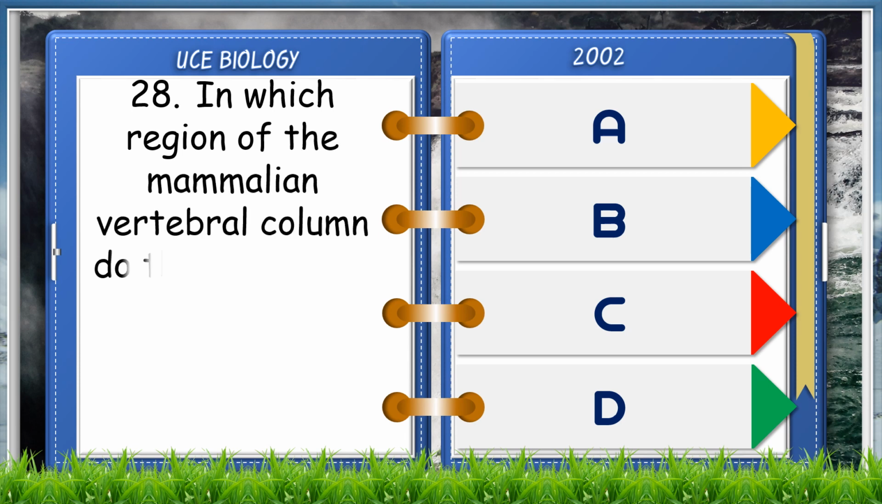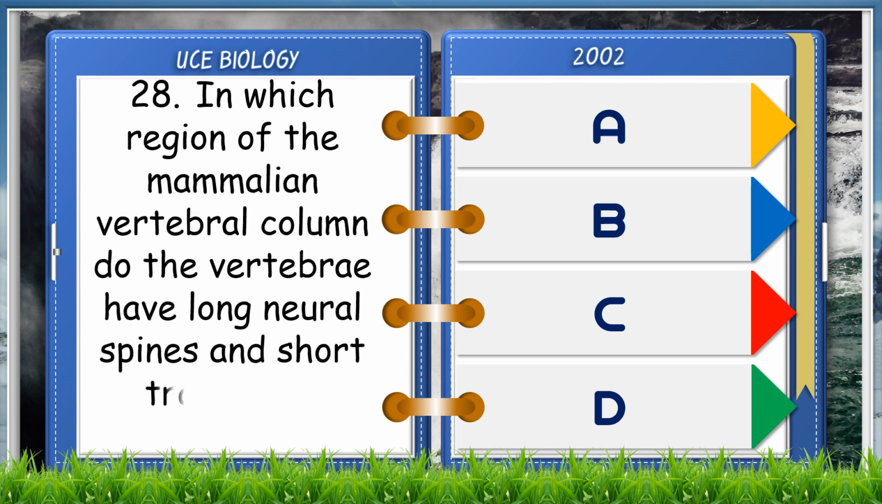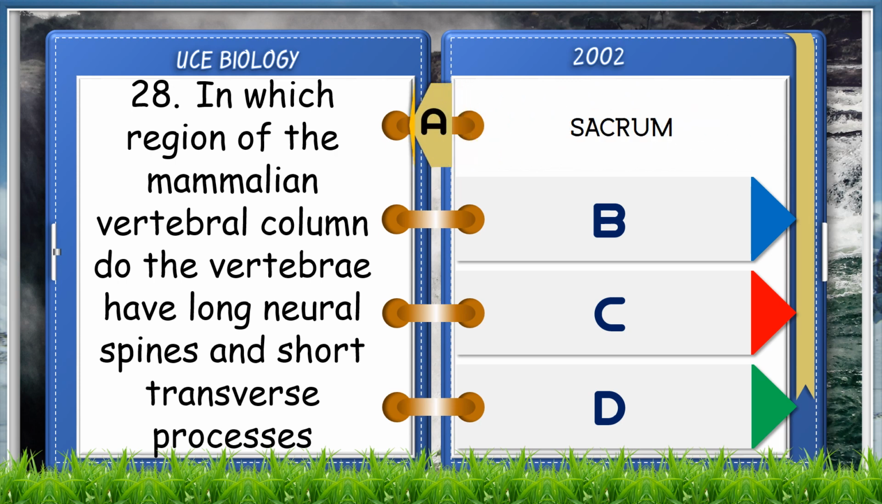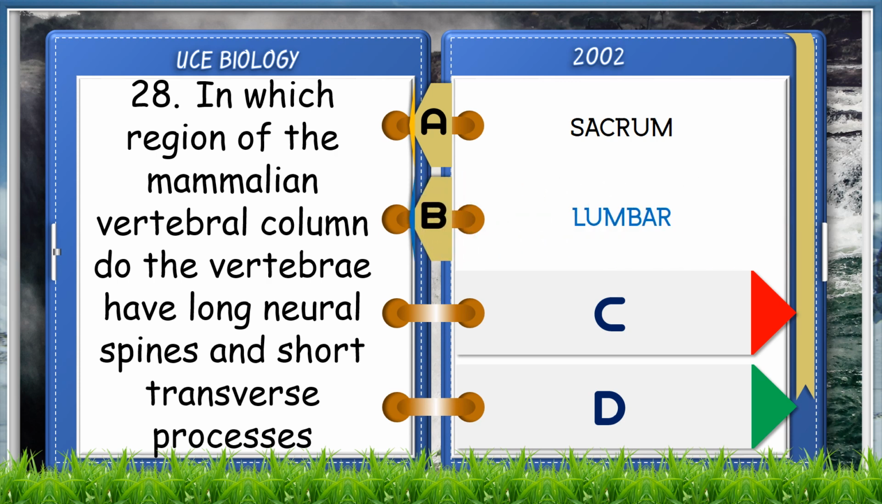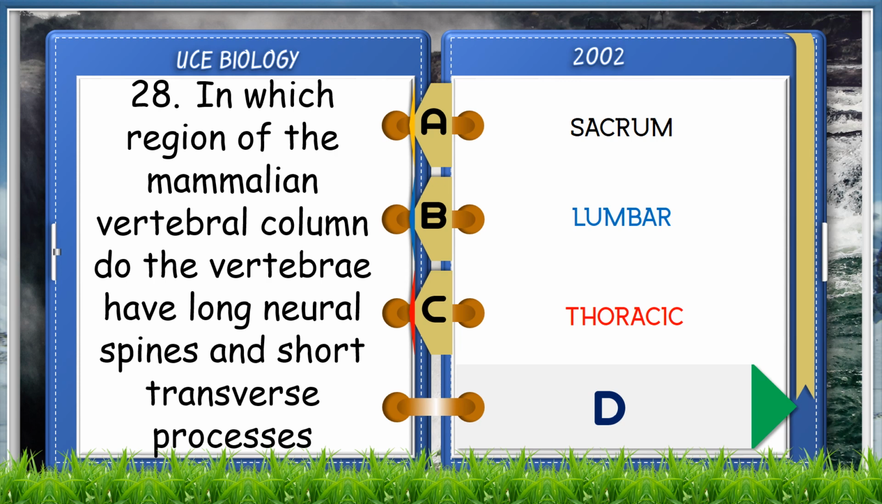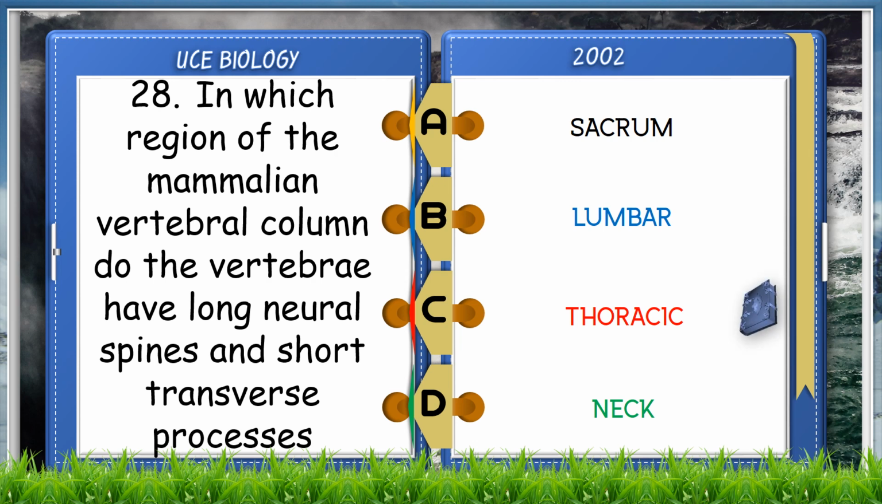In which region of the mammalian vertebral column do the vertebrae have long neural spines and short transverse processes? A. Sacrum. B. Lumbar. C. Thoracic. D. Neck. And the answer is C. Thoracic.